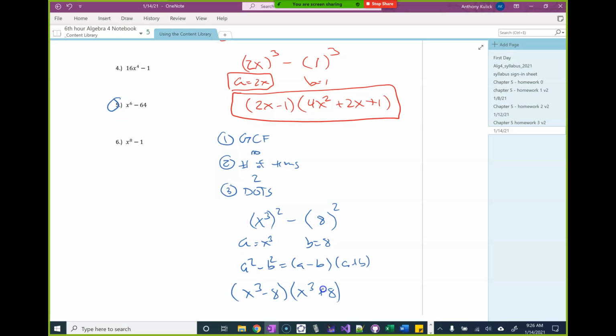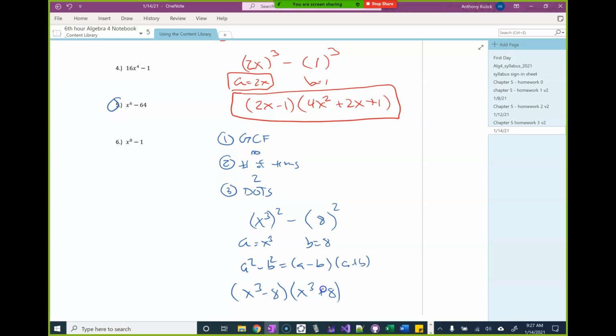Will these formulas, like the a squared, be given? Well, I would kind of hope you have the difference of two squares pattern memorized. Yeah, but the cubes one I would probably give you.